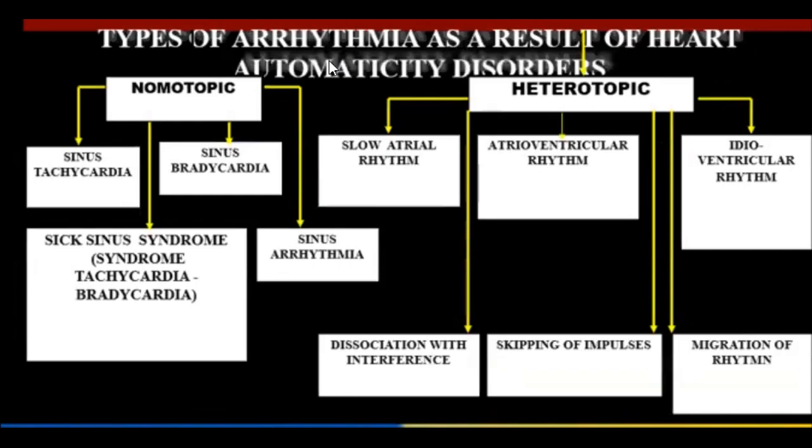Types of arrhythmia as a result of heart automaticity disorders are normotopic and heterotopic. Normotopic: sinus tachycardia, sinus bradycardia, sinus arrhythmia, and sick sinus syndrome. Heterotopic: slow atrial rhythm, atrioventricular rhythm, idioventricular rhythm.